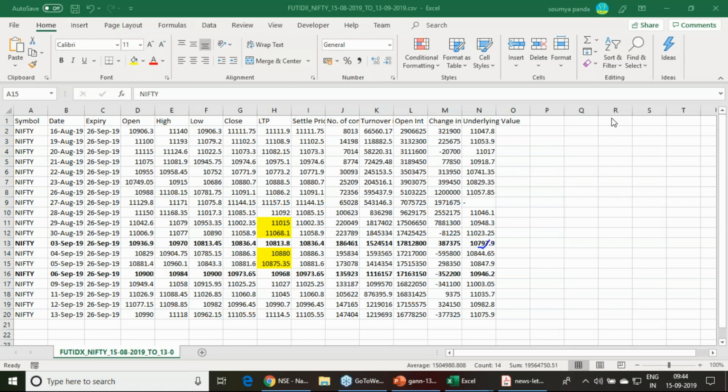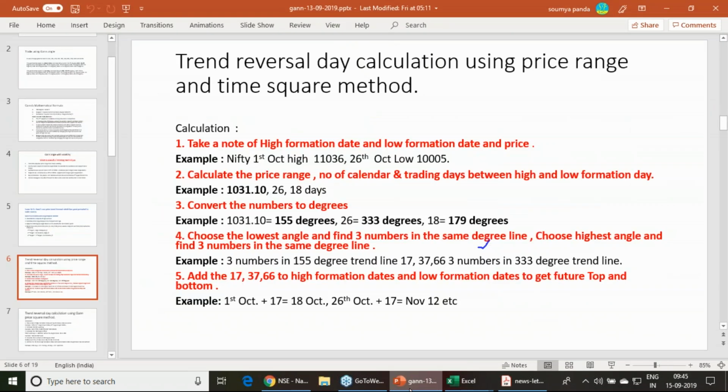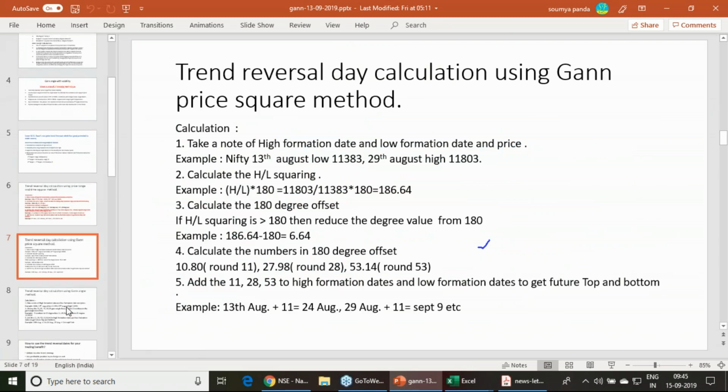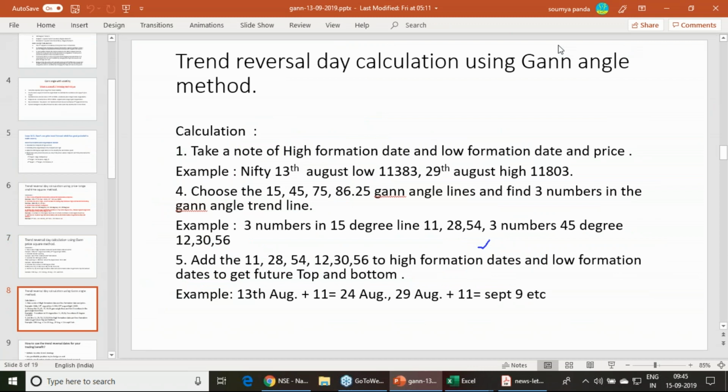So you have to take the Gann angle, and see how to calculate the trend reversal date using the Gann angle method. The price part you have seen. Here we have Gann angles like 15 degree, 45 degree, 75, 86.25. Above 15 degree the trend confirmation comes. 45 degree is the strongest resistance or support. Post 45 degree, 75 is the next strongest support and resistance. Then 86.25 is the last angle in the Gann angle.